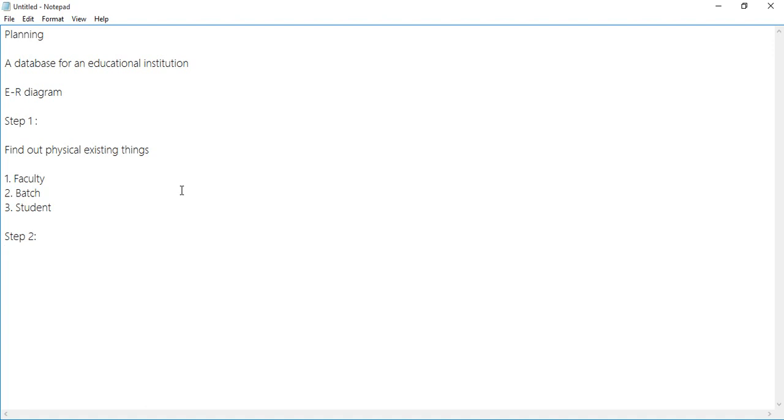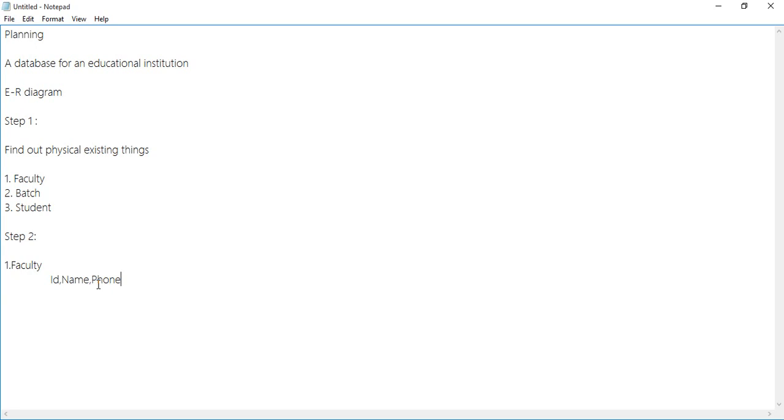You have to find out what are the properties or the attributes of the physically existing things that you have noted down. So let's talk about the faculty first. What should your faculty have? Physically, the name of the faculty. If we say in terms of our database and software, do we have the ID of the faculty, the name of the faculty? What else do you have after that name? Let's say the phone number. It's up to you how many attributes you specify for your particular physically existing thing.